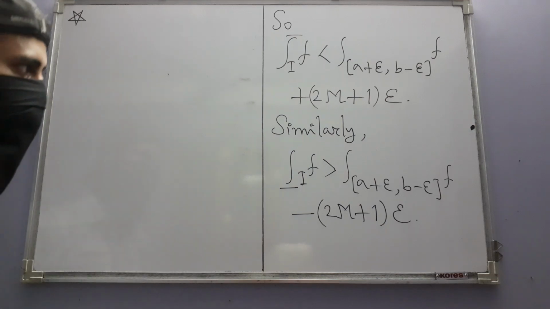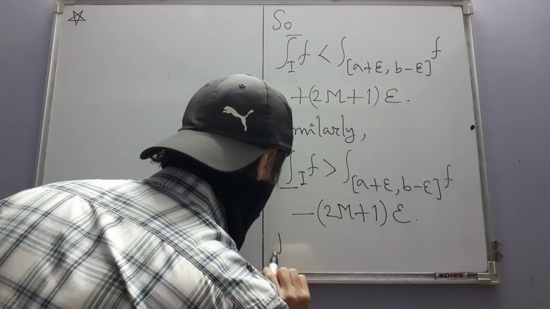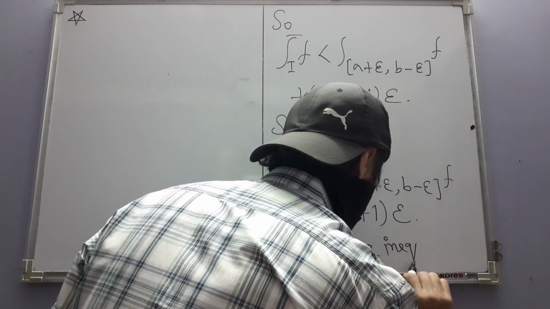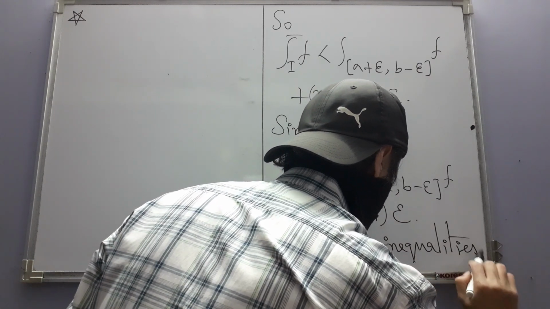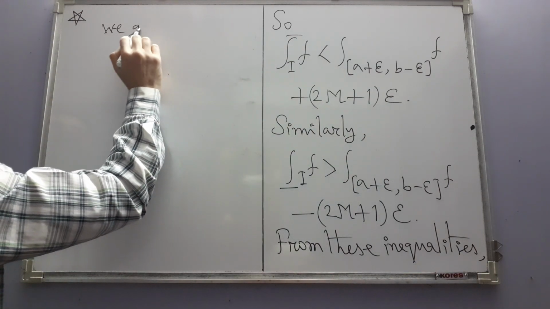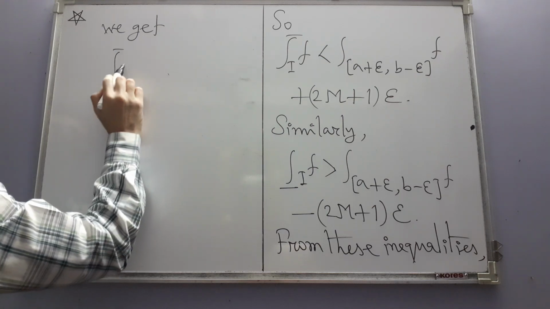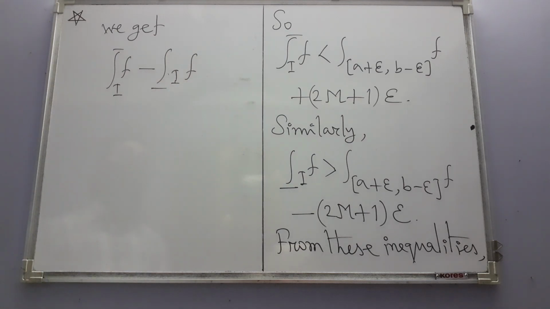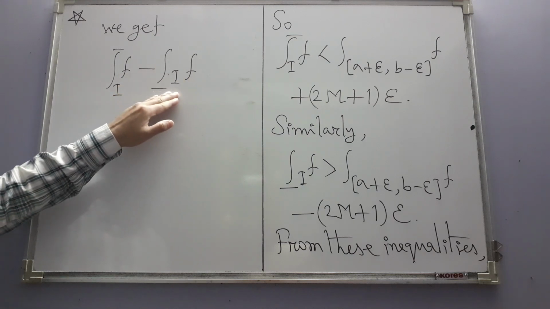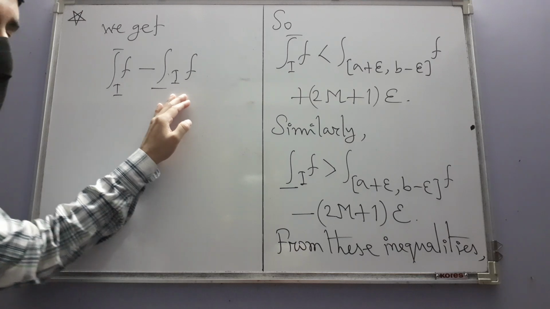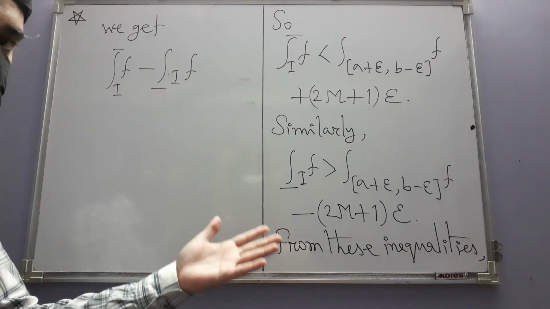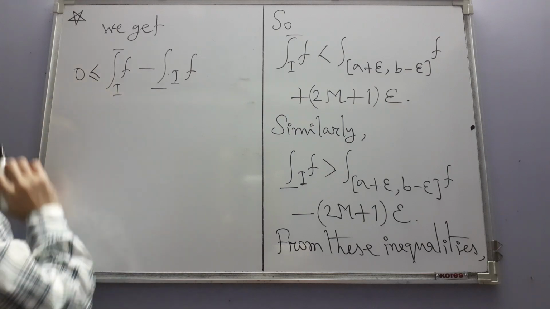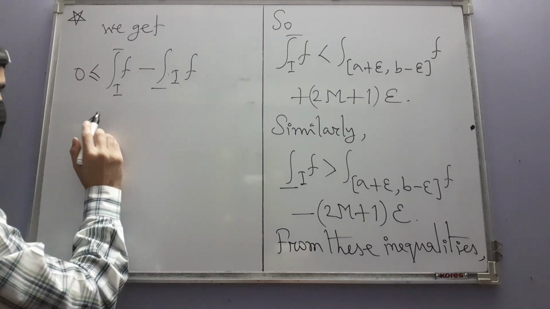And that's what we want. From these inequalities, we get the upper integral minus the lower integral. When you write the lower integral, write the I a little above that, otherwise it may look like minus I. Minus I by itself does not have any meaning, but it can cause unnecessary confusion. Now, because f is bounded, we already know that this quantity is non-negative. And now, let me show the step also.